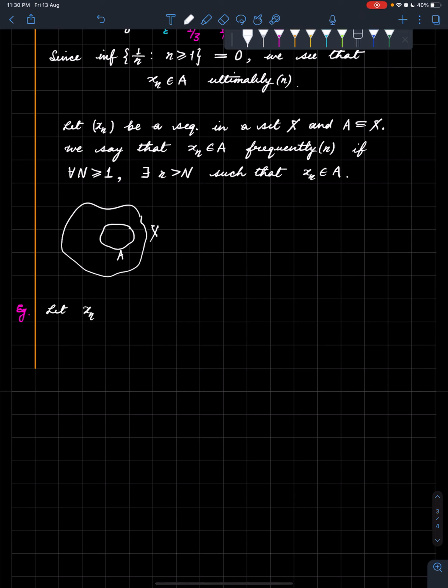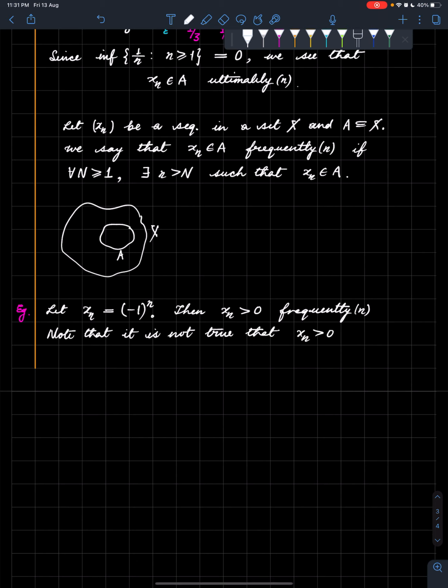Let xn equal (-1) to the power n. Then xn is positive frequently, but not ultimately. So note that it is not true that xn is greater than 0 ultimately. This is clear, because for each even number, whenever n is even, this is true. So it of course happens frequently. Just look at this definition. So we have defined frequently.